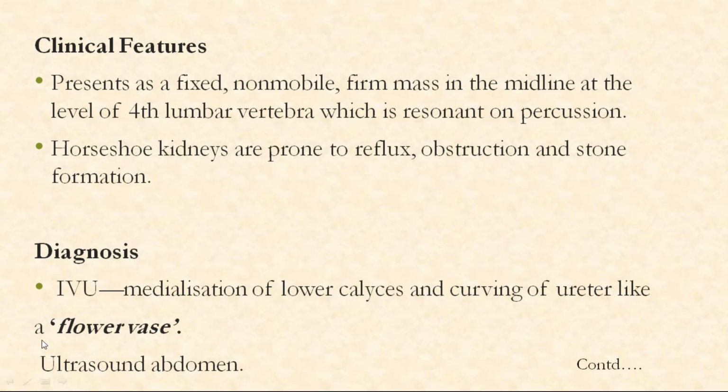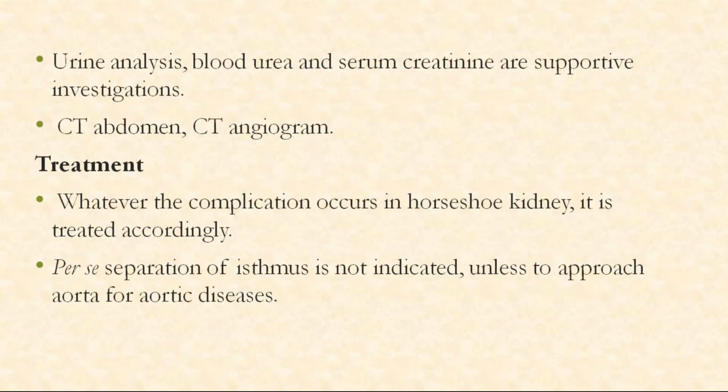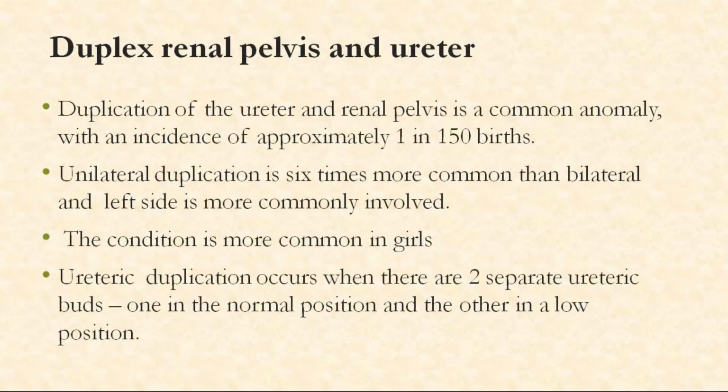A very important characteristic appearance of horseshoe kidney on intravenous urography is the flower vase appearance. Other investigations are ultrasound abdomen, urine analysis, blood urea, and serum creatinine, which are supportive investigations. You can also perform CT abdomen and CT angio. Treatment: whatever complication occurs in horseshoe kidney is usually treated according to the complication. Per se, separation of the isthmus is not indicated unless to approach the aorta for aortic diseases. For the kidney per se, there is no need to divide the isthmus.